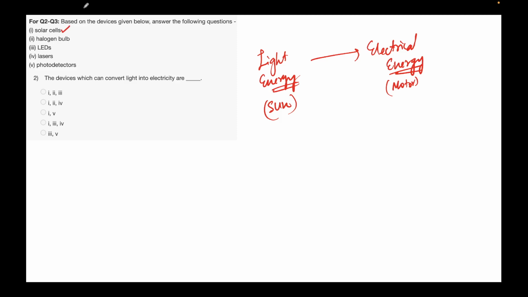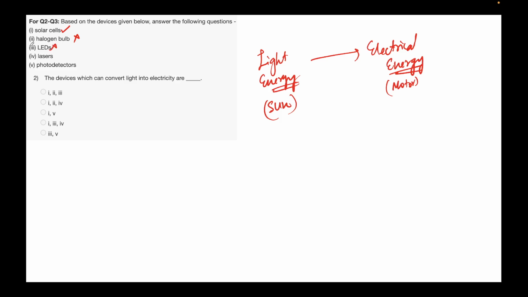A halogen bulb is essentially the street lamps that you see, the orange color street lamps, most of which have now been replaced with LED based light bulbs, but still in some places you can find these halogen bulbs. Essentially they take electrical energy and convert it into light energy. So this is the opposite of what I've written here. So this is not correct. LEDs, light emitting diodes, as the name suggests, they emit light. So the output is light, so this is also not correct.